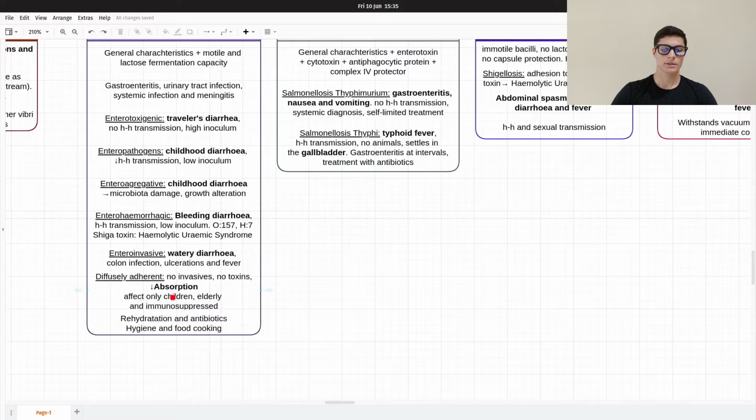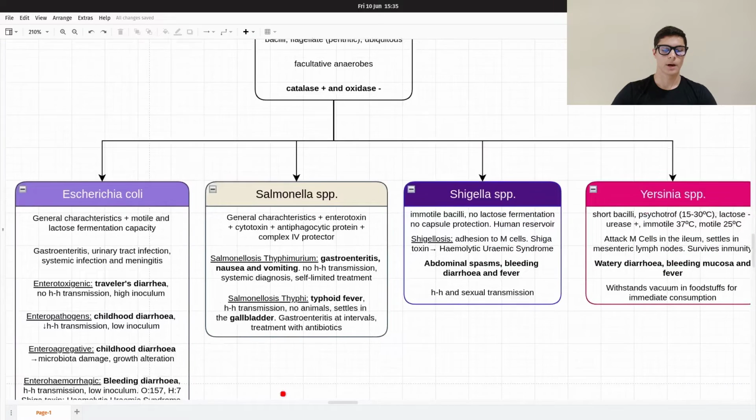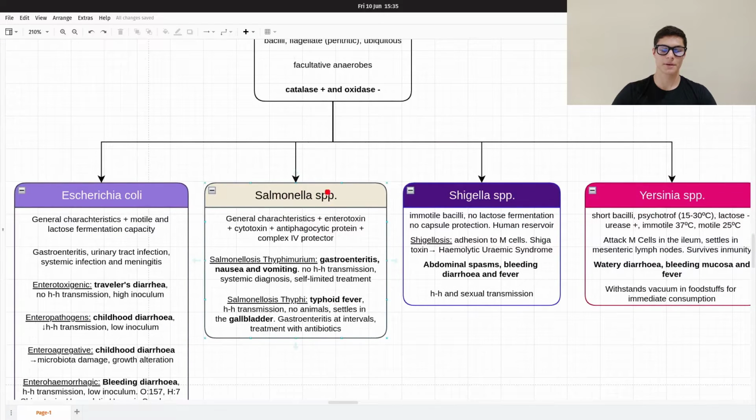And so the affected ones are children and elderly, as well as immunosuppressed people. The prophylaxis is radiation and antibiotics, as well as hygiene and food cooking. Then we have Salmonella. This is very, very popular. General characteristics as an Enterobacteria, and it has an enterotoxin, a cytotoxin, an antiphagocytic protein, and a complex 4 protector. There are two types of Salmonella.